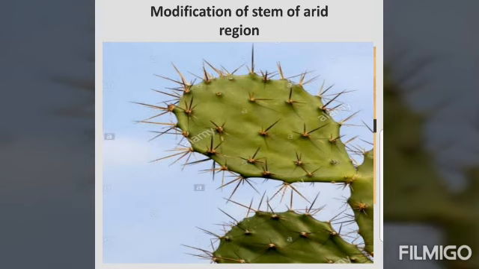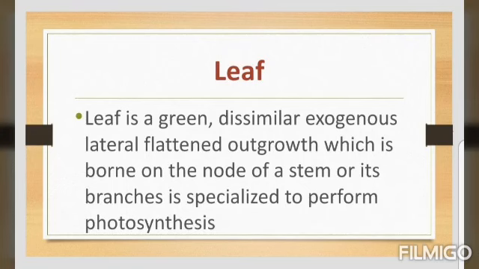Some plants of arid regions modify their stems into flattened or fleshy cylindrical structures. They contain chlorophyll and carry out photosynthesis. Here comes the leaf of a plant. The leaf is a lateral, generally flattened structure borne on the stem. It develops at the node and bears a bud in its axil.